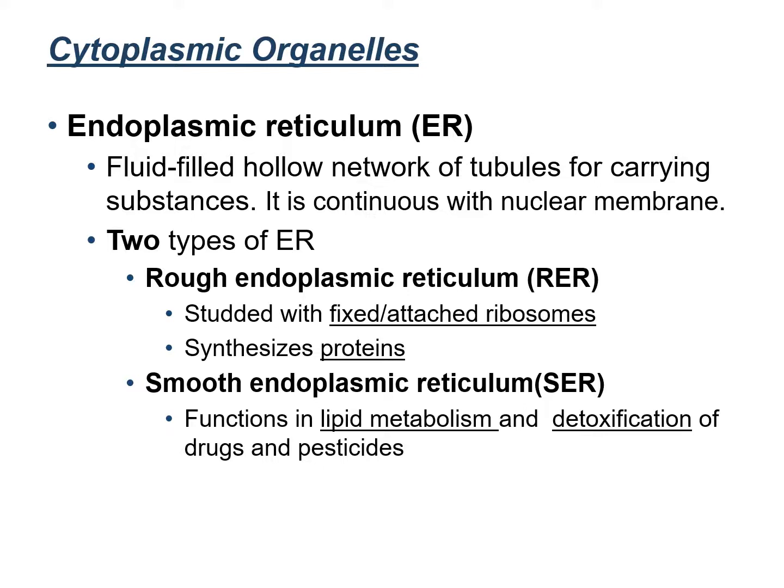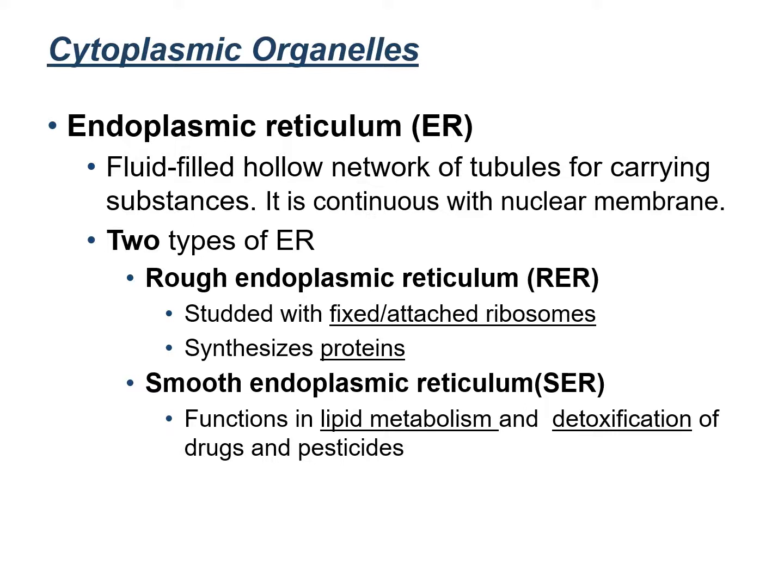Continuing with the membranous organelles, the third one is the endoplasmic reticulum, or the ER. The ER is a network of thin tubes which is hollow, and it contains a fluid inside it. It is continuous with the nuclear envelope, and there are basically 2 types of ER. The first type of ER has ribosomes attached on its surface. So if you look at them, they appear to be rough. So those are known as rough endoplasmic reticulum, or the RER.